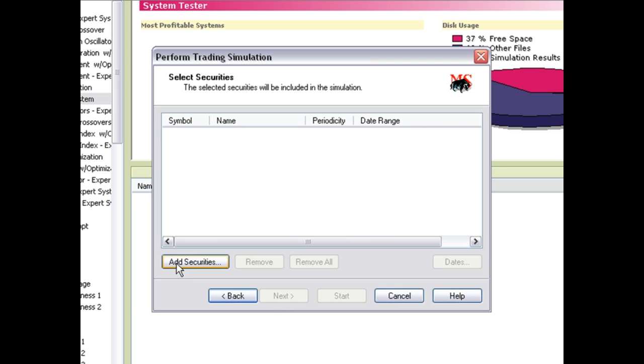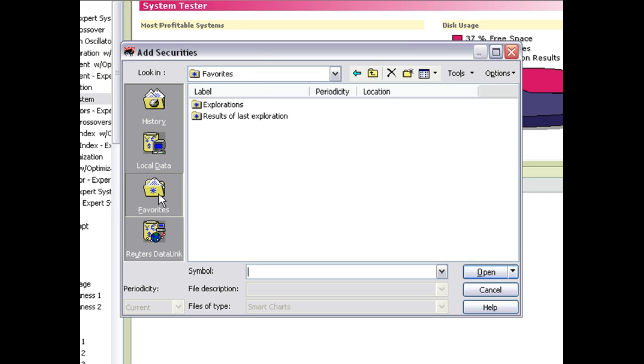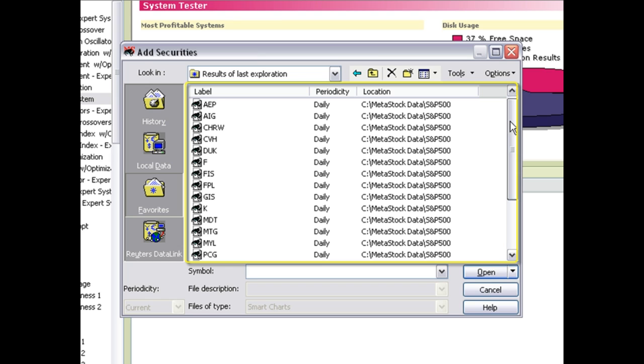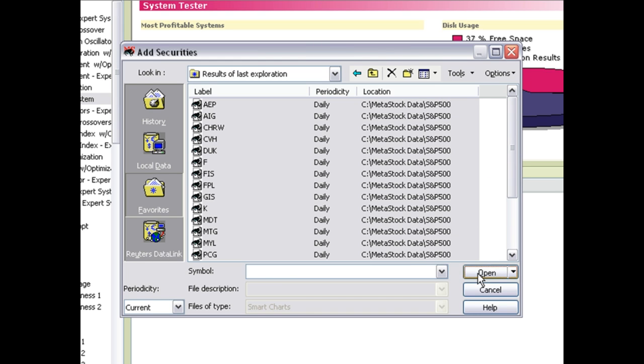And now I want to add the securities I want to test. I scanned the entire S&P 500. I don't want to test all those. I just want to test the ones that gave me a trigger today. So I'm going to go to favorites here, go to results of the last exploration, double click on that. And these are all the stocks that met my criteria today. Okay, so let's go ahead and select all those stocks. I'll go ahead and hit open.